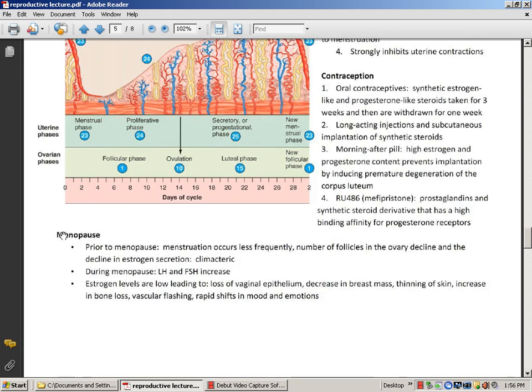And then menopause, that's the end. About what age does this happen? Around 50, yeah. So 49, 50, 51, 52, somewhere in that. It's a little different for different women. But what they do know is that if your mom went into menopause early, what's probably going to happen to you? Same thing.